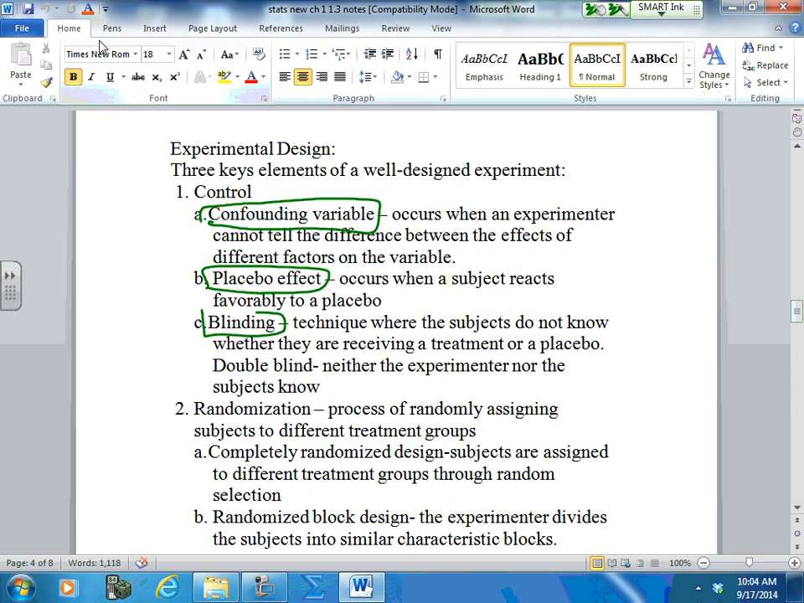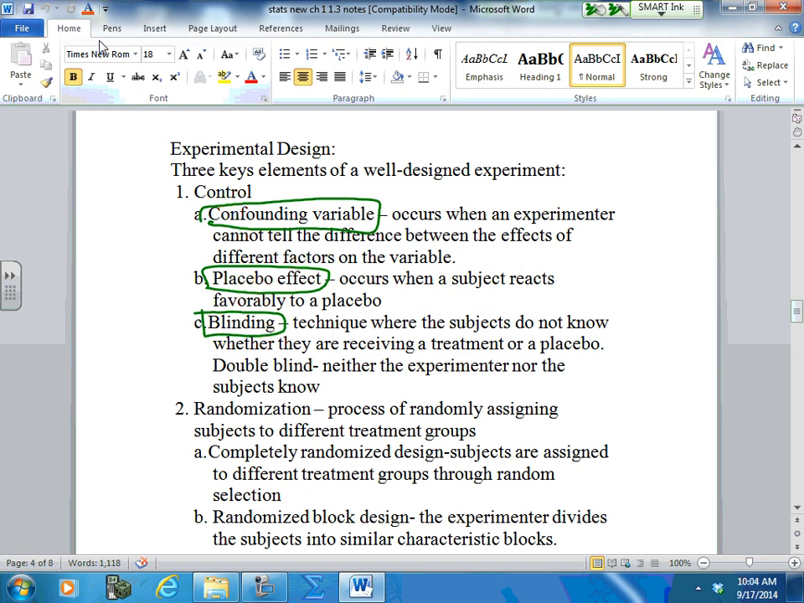Blinding, we talked about this too. You of course do not want your subjects to know because then it's biased. If you tell me you're giving me the energy drink and you tell someone from the other group they're not having the energy drink, of course I'm going to feel all energized because I know I'm having it. They're going to be like, oh, it's 3 o'clock, I can't get through my day, because they didn't have anything. So you want to keep this blind. You don't want your participants to know if they're the treatment or the control group.